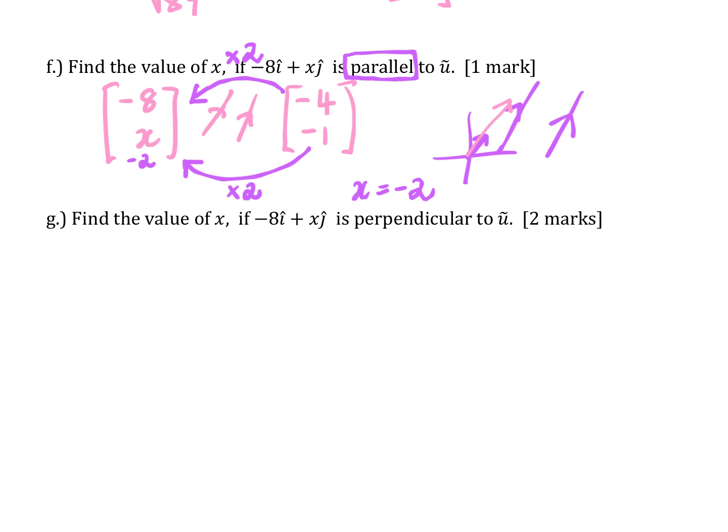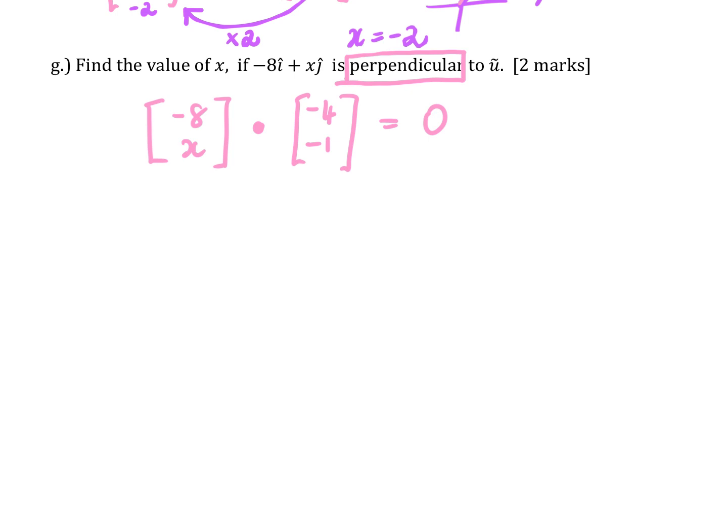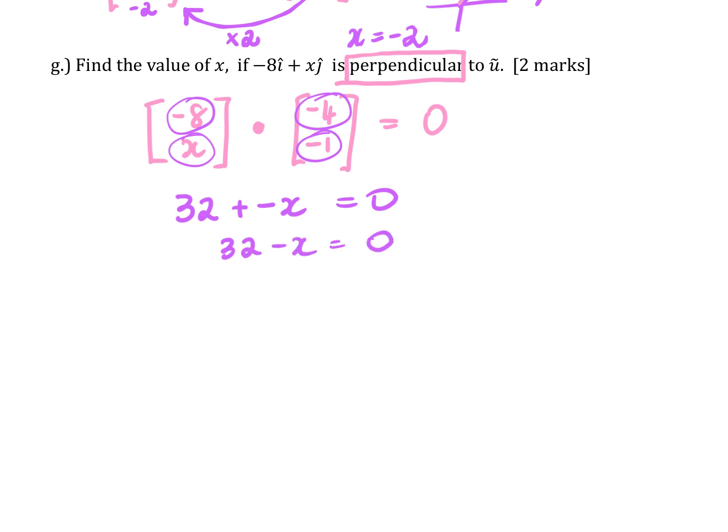Next one here, not parallel this time, we've got perpendicular. Okay, so -8i plus x j is perpendicular to vector u. Well, vector u is -4, -1. Now, I hope that by this stage, as soon as you see that word perpendicular, you are saying that the dot product is equal to 0. So I'm going to find the dot product of these. How do we do that? That times that, plus that times that. 32 minus x equals 0. Well, x there is equal to 32.